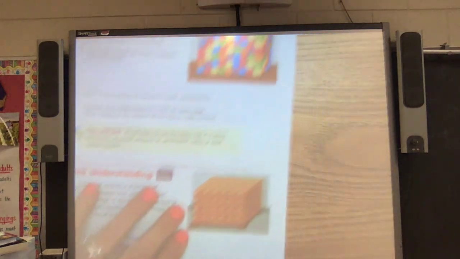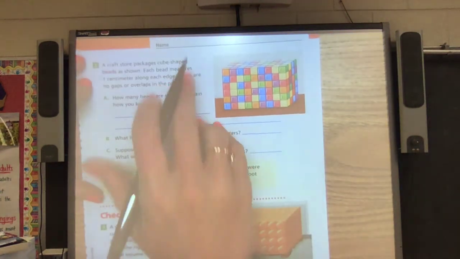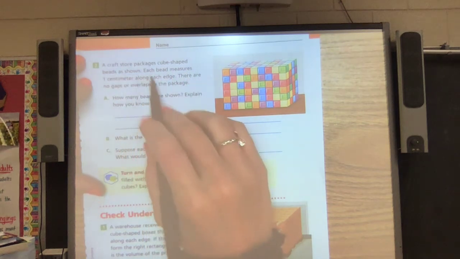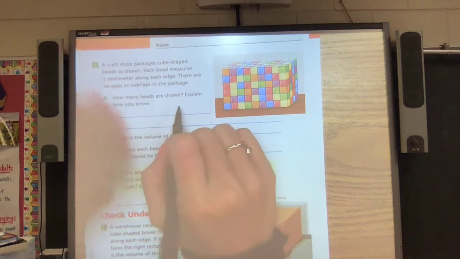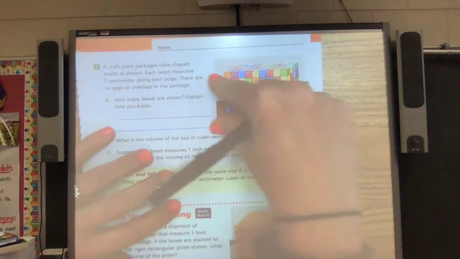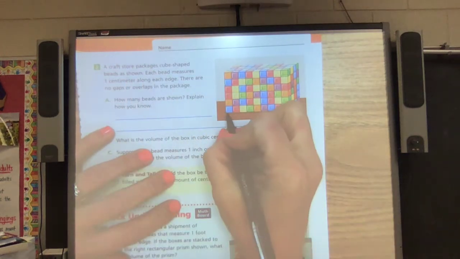If we turn to the next page, 101. A craft store packages cube-shaped beads. Each bead is 1 centimeter. There are no gaps or overlaps. How many beads are shown? So again, we need to use what we know. If we know and it tells us there is, it's solid, then we can just use our dimensions.